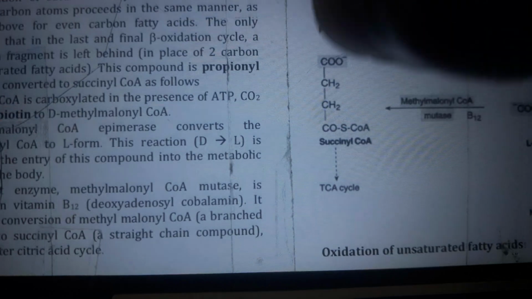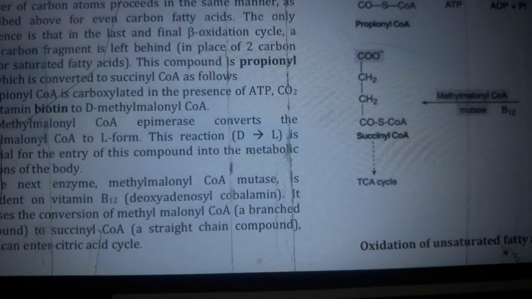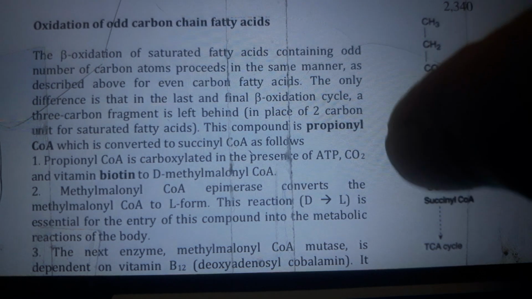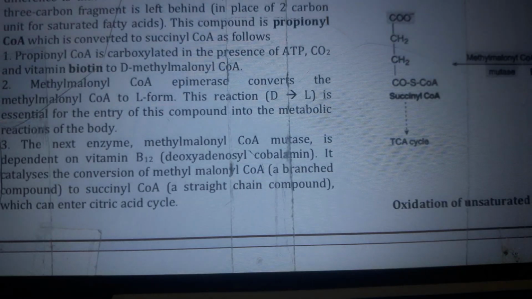Oxidation of odd carbon chain fatty acids. The beta oxidation of saturated fatty acids containing odd number of carbon atoms proceeds in the same manner as described above for even carbon fatty acids. The only difference is that in the last and final beta oxidation cycle, a 3-carbon fragment is left behind in place of a 2-carbon unit. This compound is propionyl-CoA, which is converted to succinyl-CoA as follows.